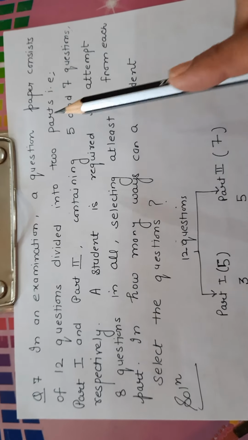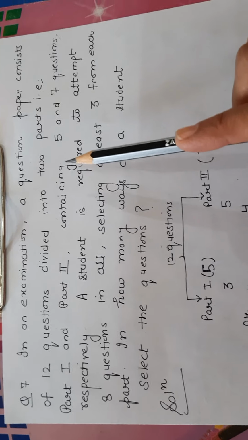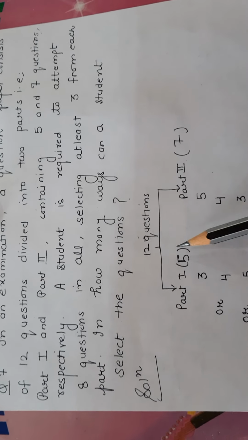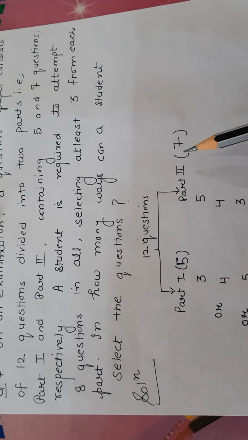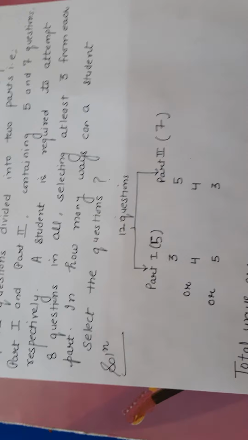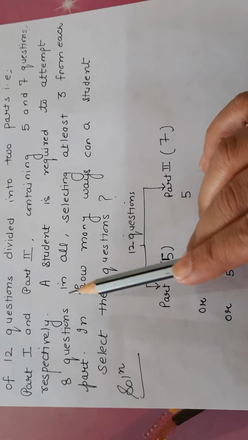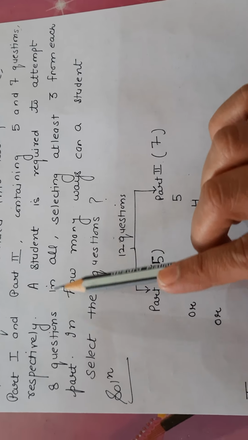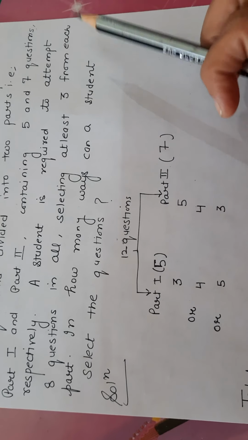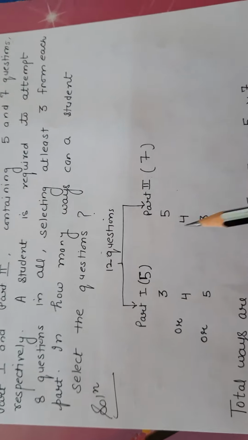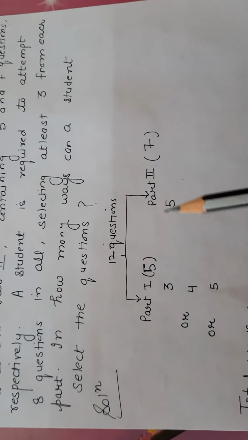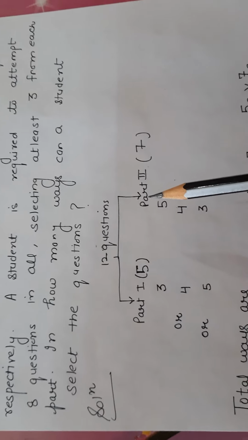Now the total questions are 12, which are divided into 2 parts, part 1 and part 2. In part 1 we have 5 questions, and in part 2 we have 7 questions. Now a student is required to attempt 8 questions in all, selecting at least 3 from each part. So the student will select at least 3 from each part, and in total he will attempt 8 questions.